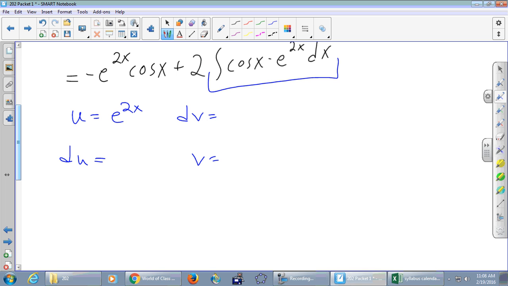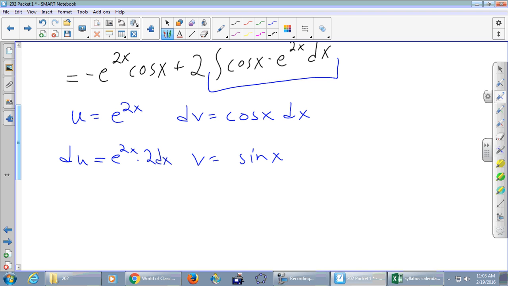Okay, so dv in this case is whatever is left, which is the cosine of x dx. Here we're still taking a derivative. Chain rule again. Second column, we're taking an antiderivative. Cosine came from sine of x. No need for the plus c's here.